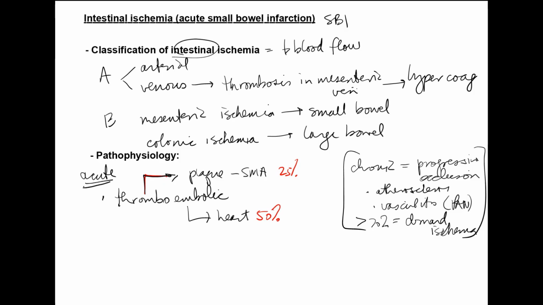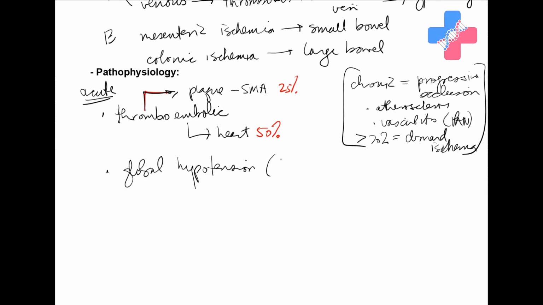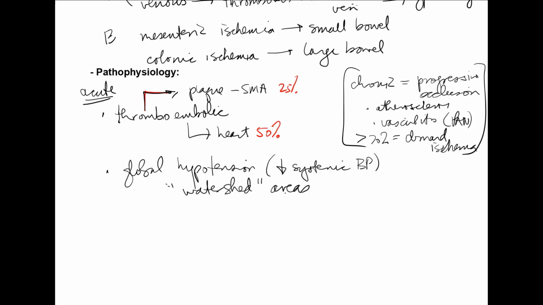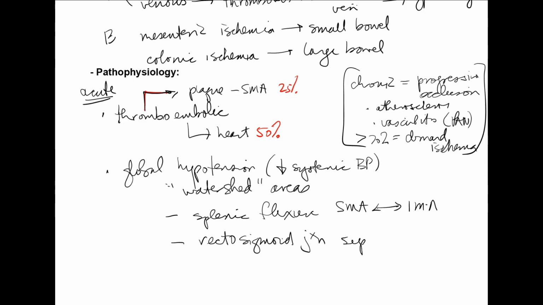The second commonest cause of acute small bowel infarction is due to global hypotension, meaning there's a decrease in systemic blood pressure. This then causes ischemia in watershed areas. And there are two prominent watersheds of the gut. The best known is the splenic flexure at the junction of the superior mesenteric artery with the inferior mesenteric artery. And the second, less well known, is the rectosigmoid junction between the superior and the inferior rectal arteries.